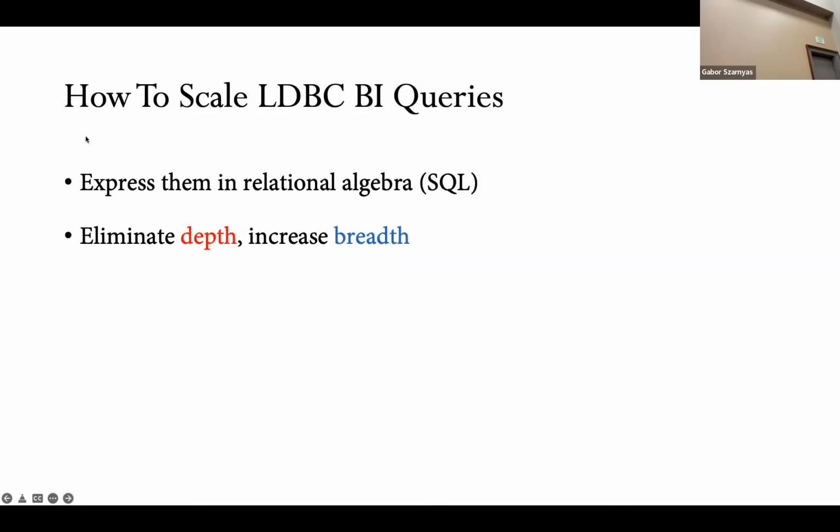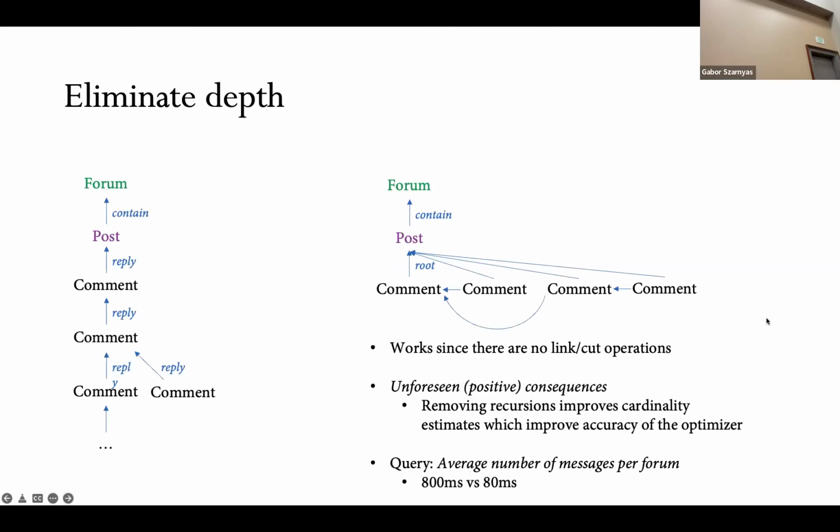So how did we scale the LDBC BI queries? First of all, we expressed them in relational algebra, in SQL, the standard way to express relational algebra, and we tried to eliminate depth as much as possible and increase the breadth. Think about these sets rather than the connections. And a really simple example as to how we did this, and there are more examples, is in the LDBC BI data set, where we have a whole bunch of comments and posts and forums.